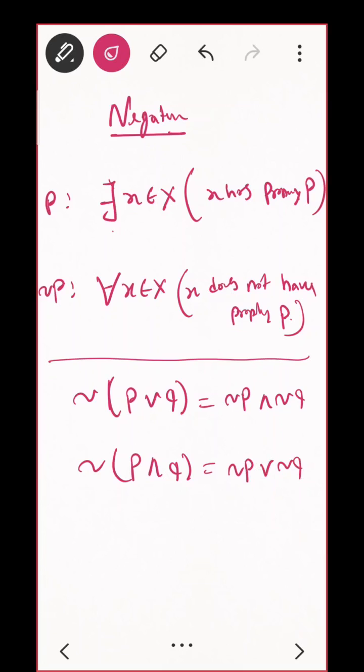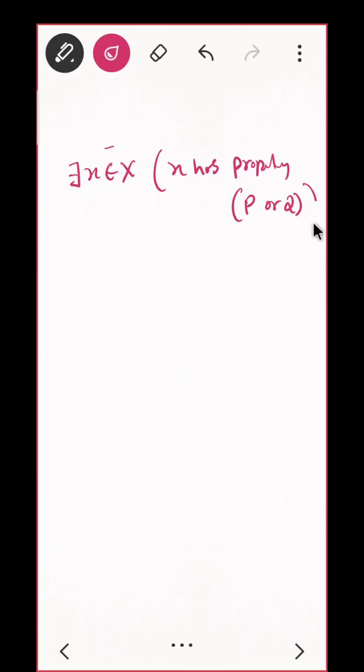So let me just ask one more question. Suppose I say there exists x belonging to X such that x has property p or q. I'm putting one more bracket, p or q. So what will be the negation of this? Okay. Mhm. P and q.